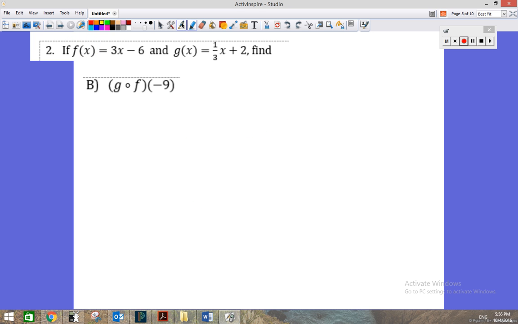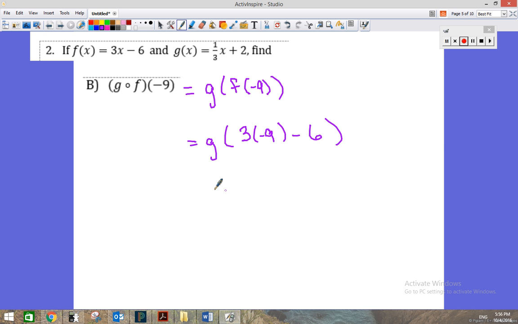In part B, we want to take this -9 and first plug it into the function f, get that output, and then plug that into the function g. When we plug in -9 into f, what do we get? Well, f always creates a subtraction problem. 3 times the input minus 6. This time the input is -9.